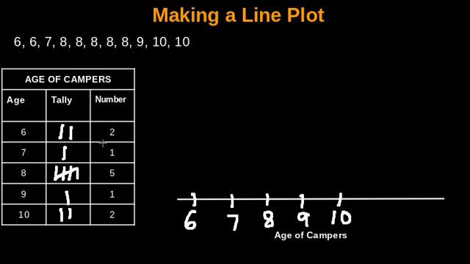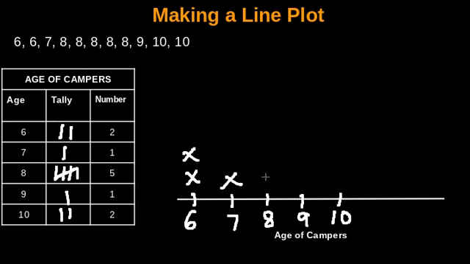So how many campers are 6-year-olds? We have just 2 of them. You represent that with 2 X's right here. That's how a line plot is plotted. You can also use the raw data we have here. How many 7-year-olds do we have? Just 1. That will be 1 X. How many 8-year-olds do we have? 1, 2, 3, 4, 5. Same thing here in the tally chart.